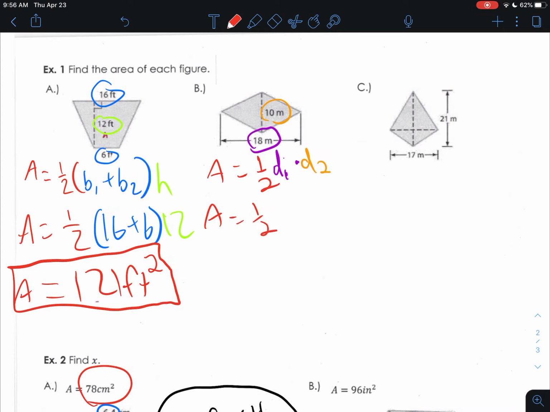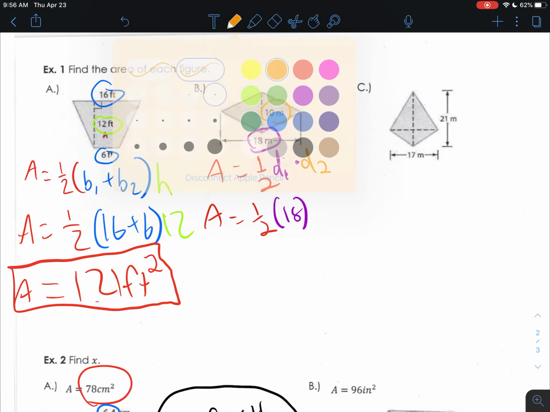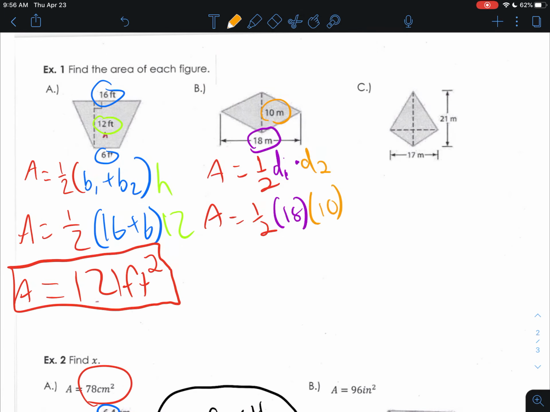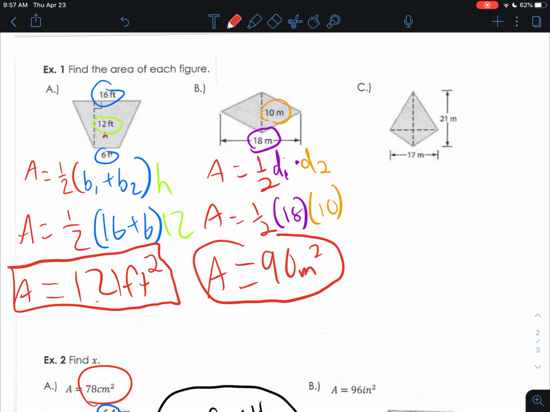So A equals 1/2 times 18 times 10, which then would give us 1/2 times 18 is 9 times 10, 90. So the area would equal 90 meters squared. Okay, make sure we understand how to label the area. That's super important to know.